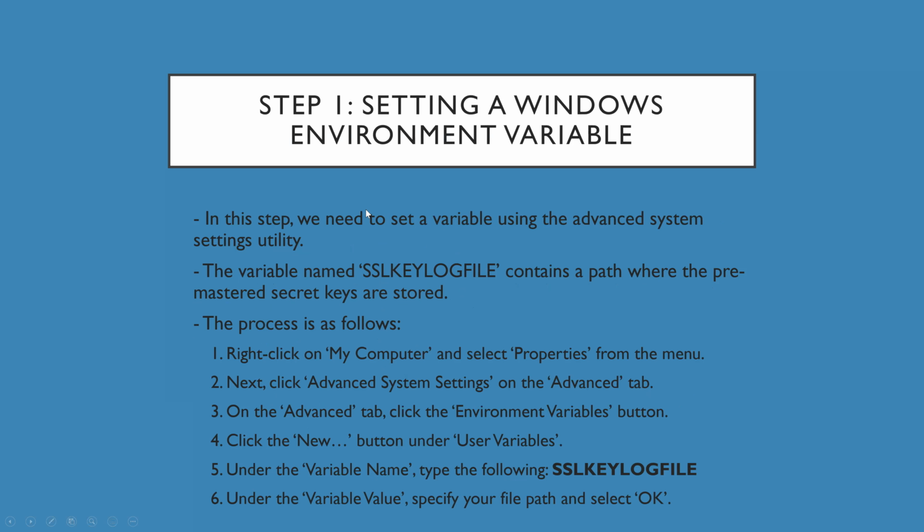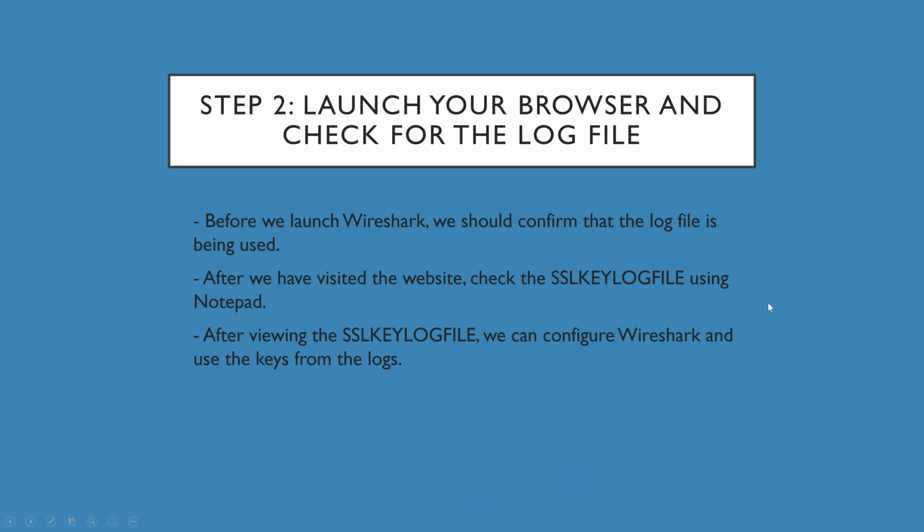First step, like I said, we're going to create the log file that contains the pre-master secret key. The process is pretty simple. We're going to demonstrate that, so I'm not going to read this out loud. The next step is we don't want to launch Wireshark first. We want to confirm that the log file is being used. Then we'll launch Wireshark, and then visit the website pnw.edu. And the logs from us visiting that website are going to go into a file called the SSL keylog file.